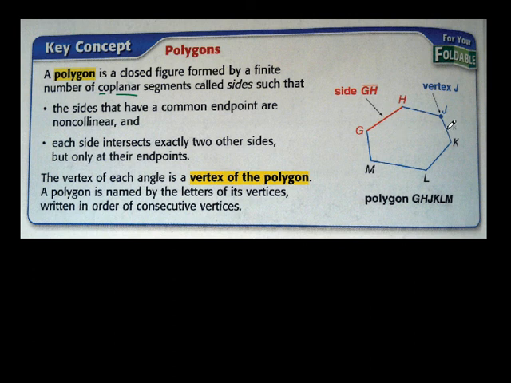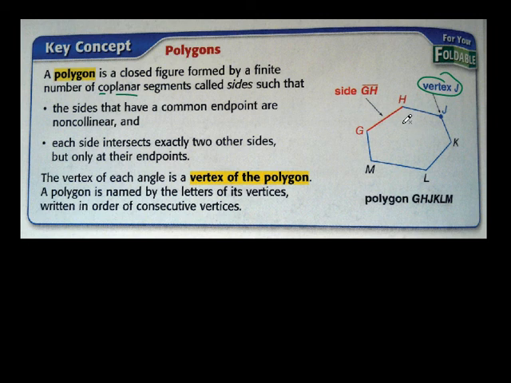Now where the 2 segments actually join and come together, we call the vertex. Depending on which letter it is, this is vertex J. Of course, this would be vertex K, vertex L, and so on. So it's got a bunch of different sides. There's a finite number, so you can always count them up. 1, 2, 3, 4, 5, 6.